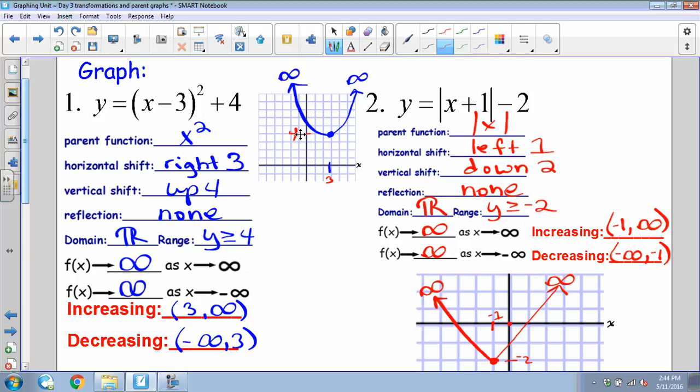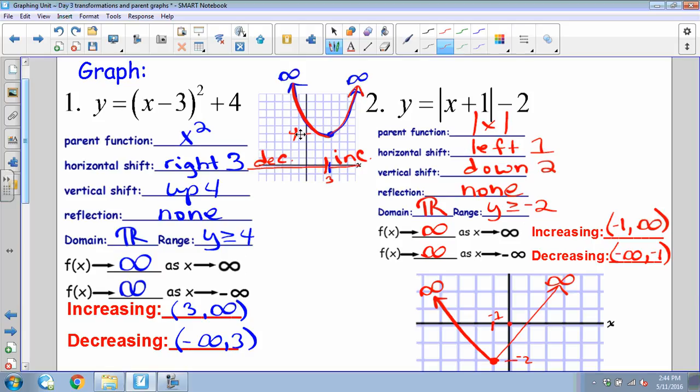It's increasing from 3 to infinity here, and it's decreasing from negative infinity all the way to 3. Now you're talking about your x values here. This is where it's split. Okay? It's decreasing here and increasing here.